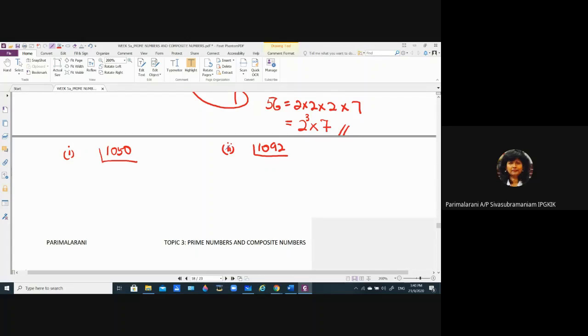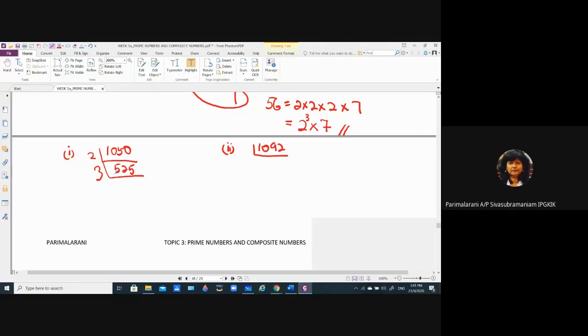The first one. What are the factors? What do you divide by first? You divide by 2. So did you get 525 here? Yes. Can you divide 525 by 2 evenly? No, cannot. So you divide by the next smallest prime number. You always must go from the smallest to the biggest. So the next smallest prime number is, can you divide by 3?